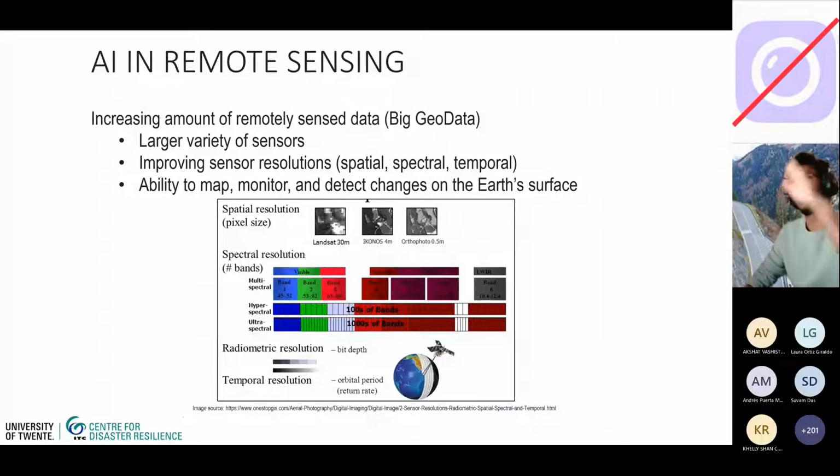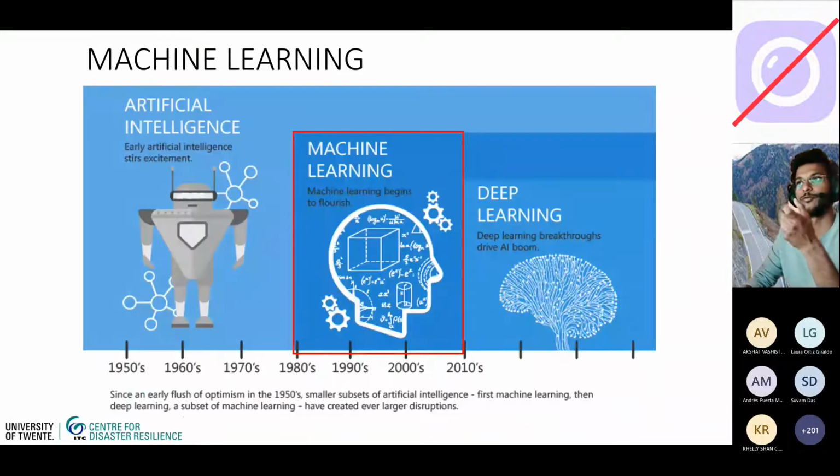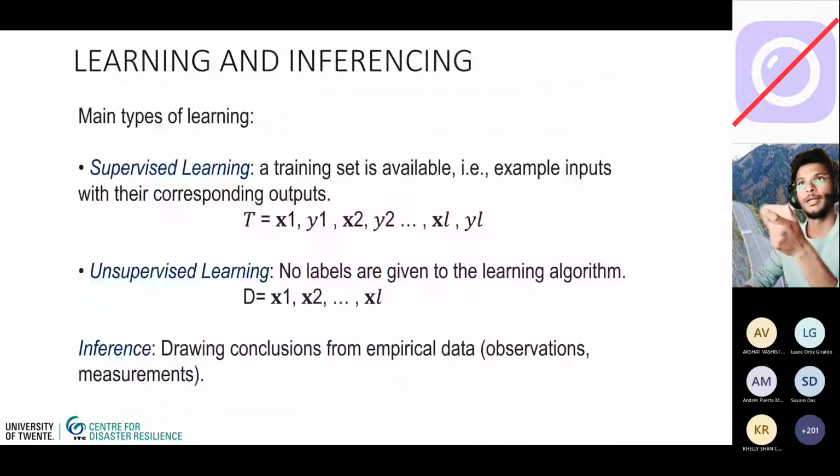So moving forward, these are applications of AI in remote sensing. Moving forward, I want to give an overview of machine learning. So before moving ahead, I want to give you an overview of what is learning and inference.